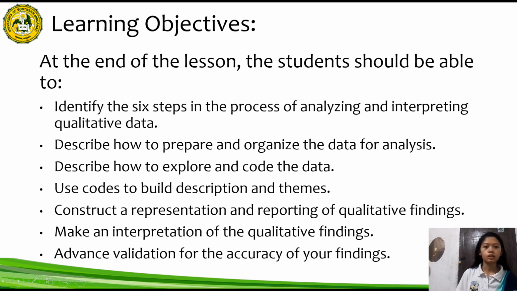So for our learning objectives, at the end of the lesson, the student should be able to identify the 6 steps in the process of analyzing and interpreting qualitative data, describe how to prepare and organize the data for analysis, describe how to explore and code the data, use codes to build descriptions and themes, construct a representation and reporting of qualitative findings, make an interpretation of the qualitative findings, and advance validation of the accuracy of your findings.